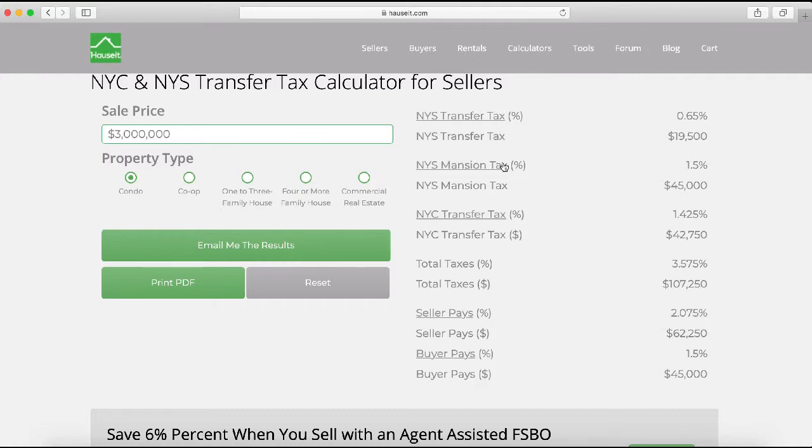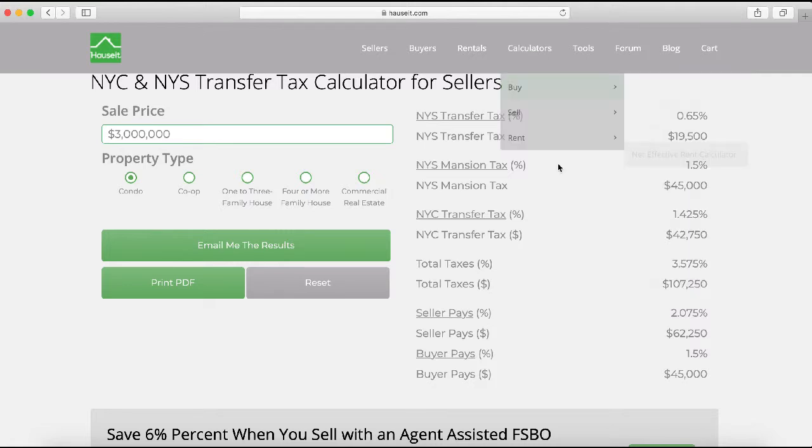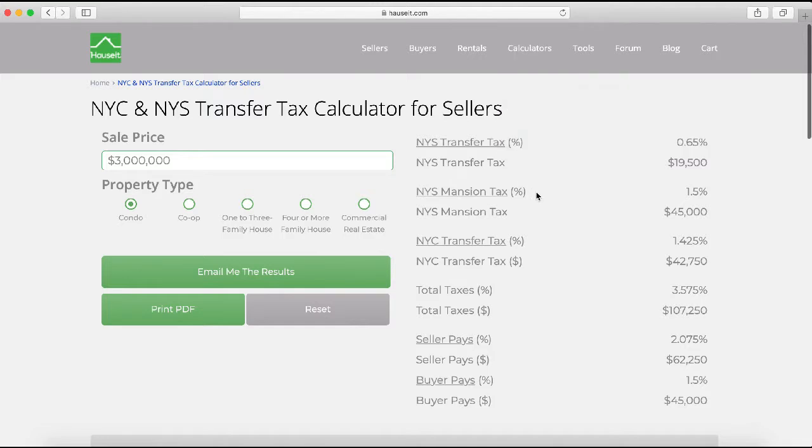As far as the mansion tax is concerned, we do have another calculator for buyers, which will help you more accurately determine your mansion tax bill. But just as a quick summary, we have 8 different tax brackets for the mansion tax in New York City as of 2019. The highest rate is 3.9%, which applies to sales of $25 million or more.